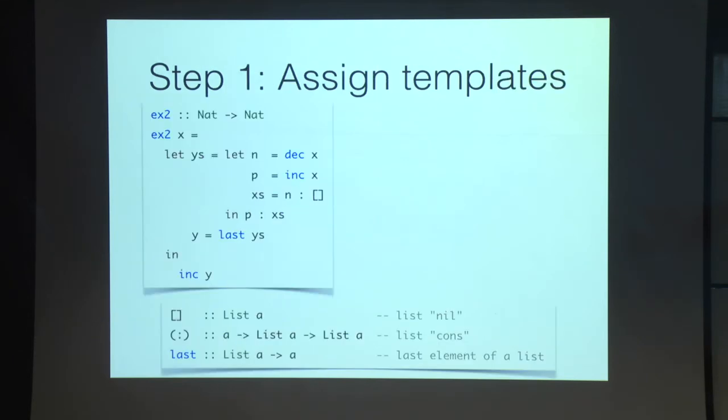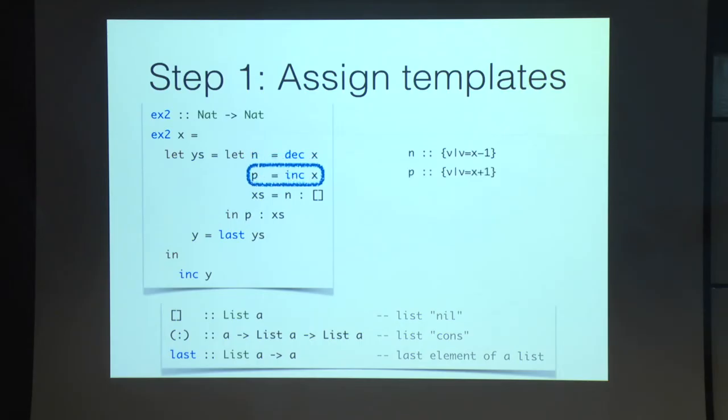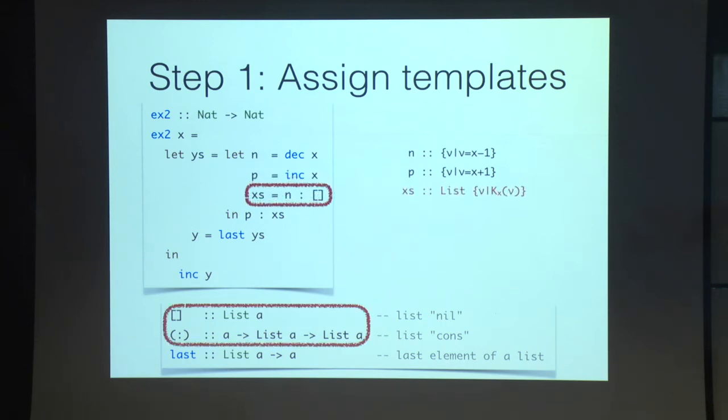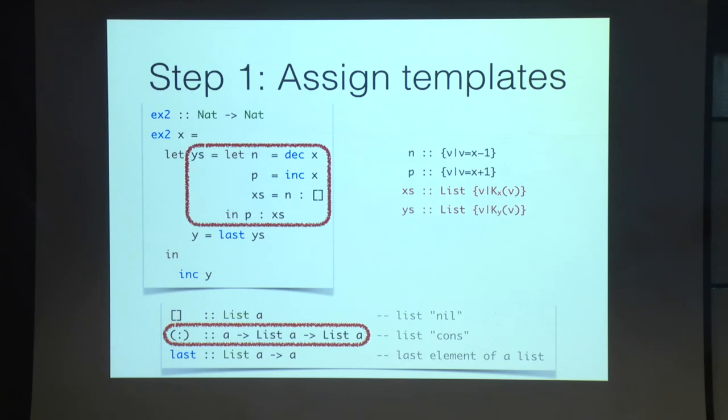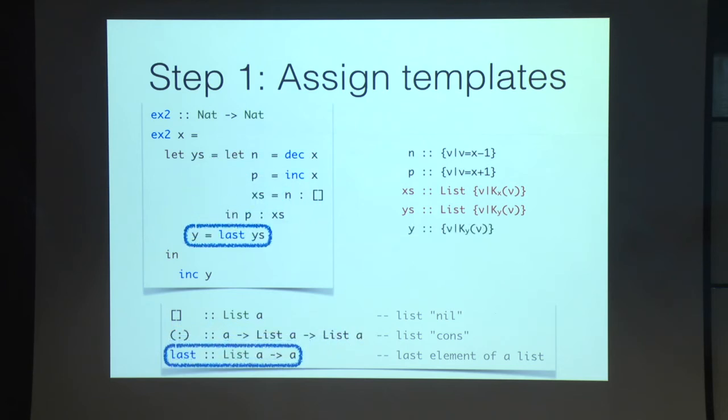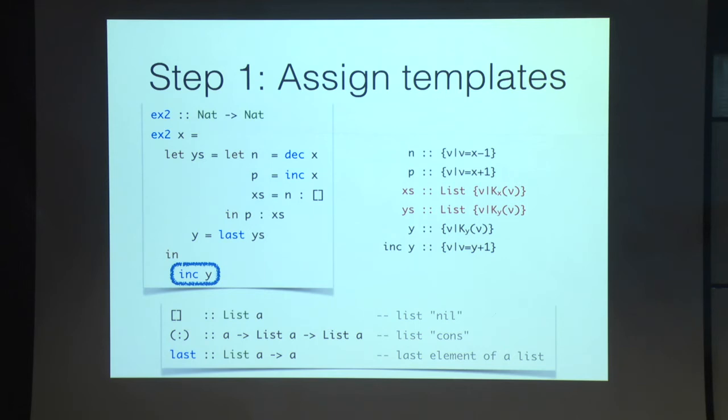Let's do it again for the second example. So here we have the types of n and p are easy to see from the library definitions of decrement and increment. xs and ys are going to get these temporary k variables, so we have kx and ky. And then we can figure out the rest of the types from there. y is an element of ys, and incrementing y, you just get y plus 1. So those are our types with some unknowns in there.